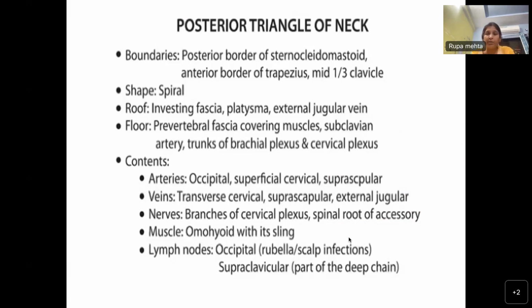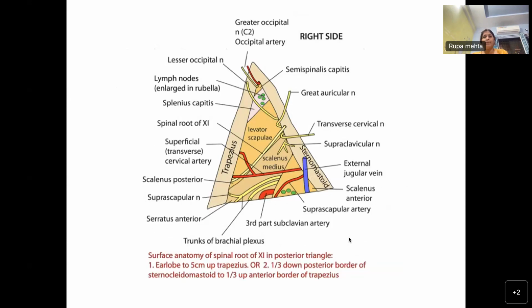Contents are the arteries: occipital, superficial cervical, suprascapular. Veins: transverse cervical, suprascapular, external jugular. Nerves: the branches of cervical plexus, the 11th nerve, omohyoid. Then lymph nodes, occipital and supraclavicular. So this is the diagram showing the contents and the boundaries of level 5, that is the posterior triangle.